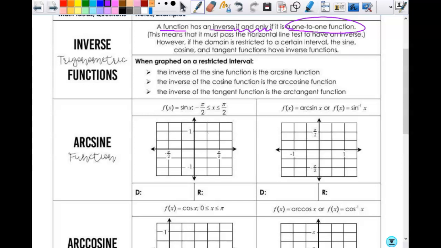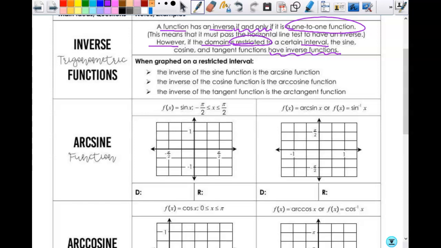All right, so if you look over at the sine function on the board over here, is that a one-to-one function? No. It's a function. It passes the vertical line test, but it absolutely does not pass the horizontal line test. But it goes on to say, however, if the domain is restricted to a certain interval, the sine, cosine, and tangent functions have inverse functions. So we have to restrict the domain so that we can actually have an inverse.